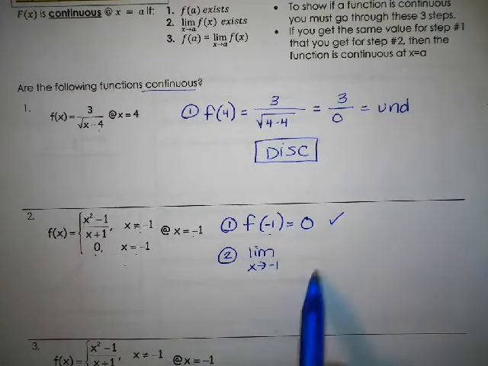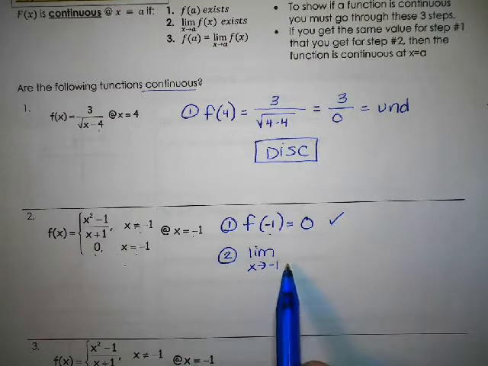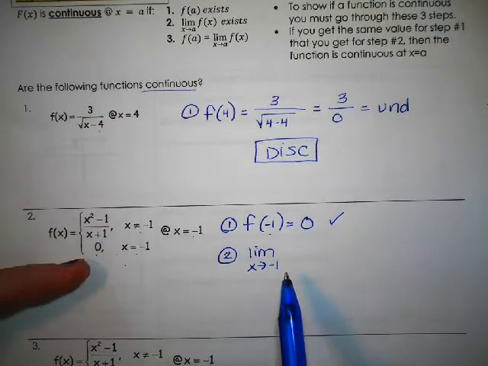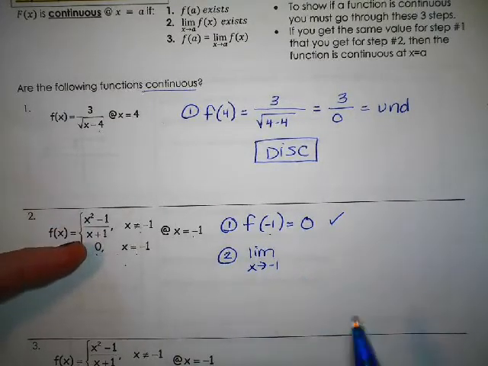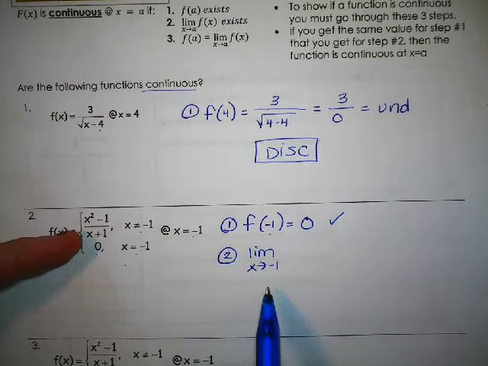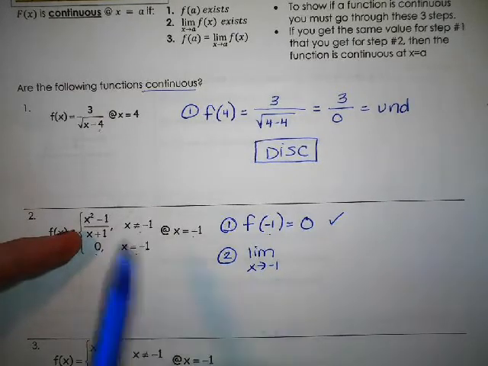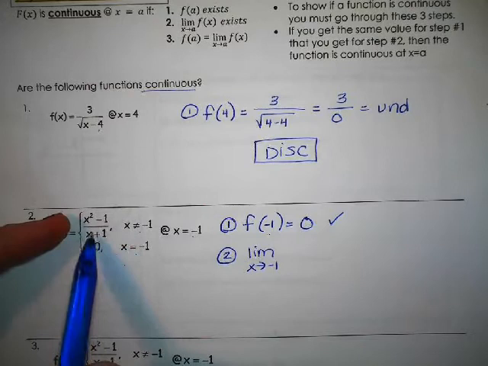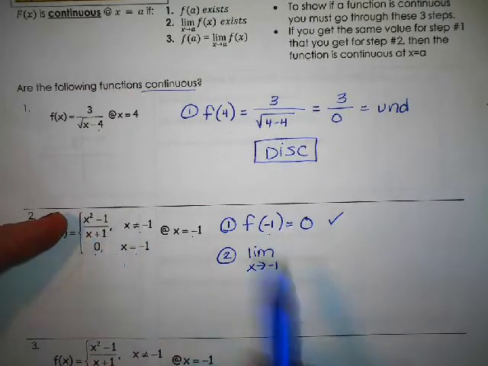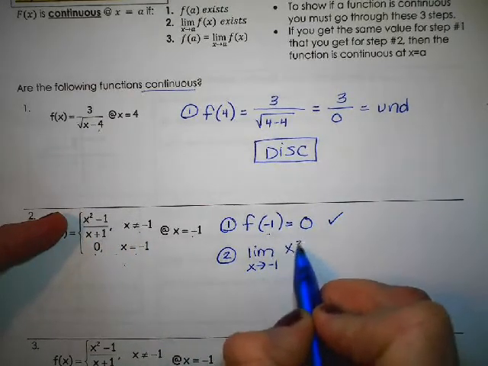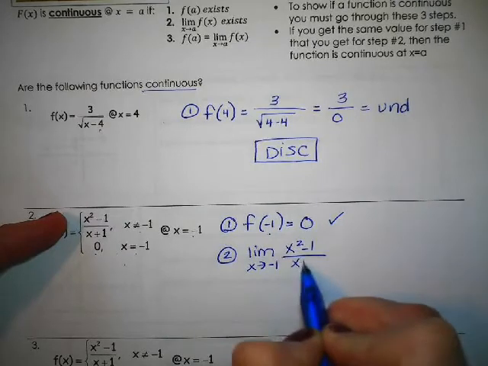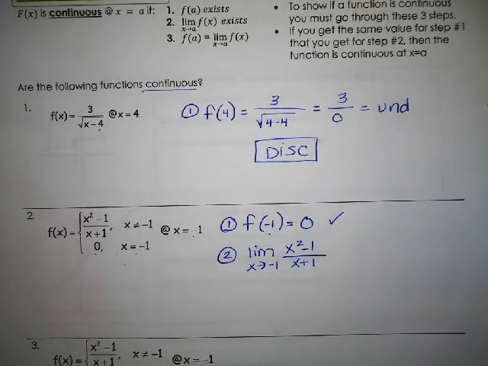Now I have to write something next to this. Right here I could write f of x, or I could decide which piece to use right now, which is what I'm going to do. Remember we talked about last week, when we're finding a limit, we always use the function next to the does not equal. So I'm going to use x squared minus 1 over x plus 1. And that's what I'm finding the limit of.